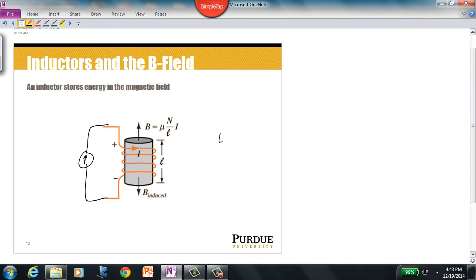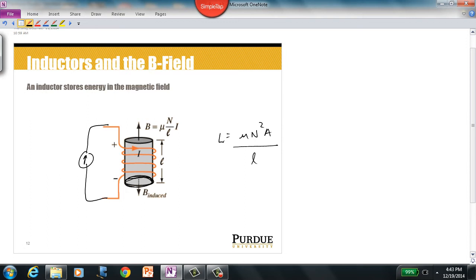We've got the inductance L is equal to the magnetic permeability of the material times the number of turns squared times A. A would be the cross-sectional area of this coil, and then we divide that by L, which is just, as indicated here, its length.